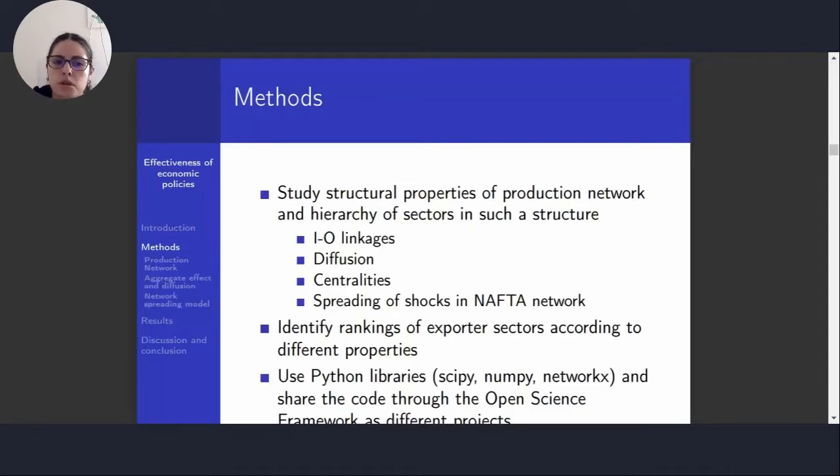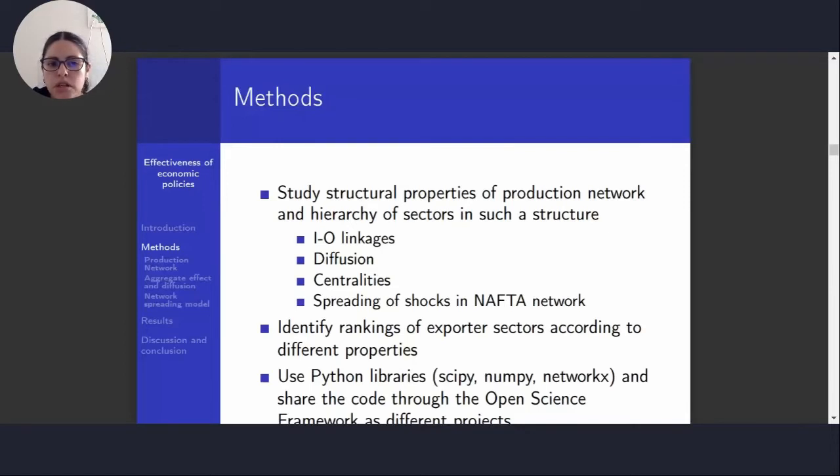For that, I use some input-output measures that are closely related to degrees in the networks. The measure of diffusion that I talked about, but centralities in the network. How central are these nodes in the network? And not just any centrality, but global centrality. That is, how embedded are these sectors in the network due to its direct and indirect connections with the rest of the system? Not only direct links or local interconnectivity, but globally in the whole network. And lastly, the spreading of shocks that I talked about.